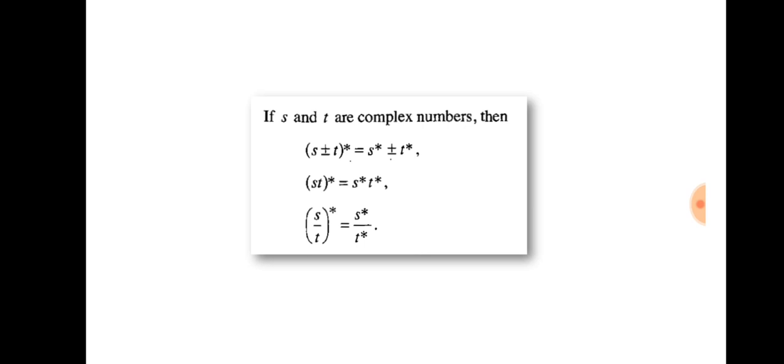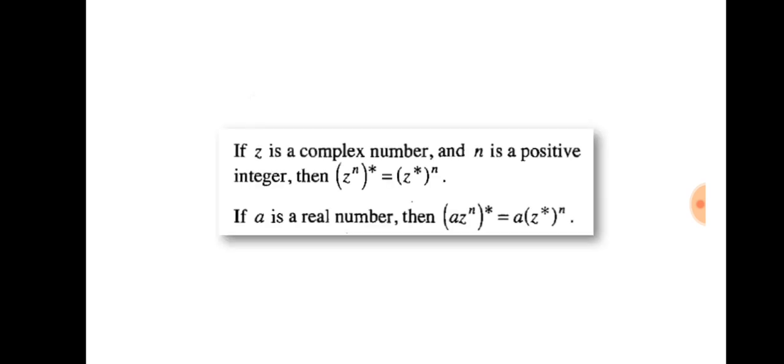If s and t are complex numbers, then s plus or minus t whole star is equal to s star plus or minus t star. st whole star is equal to s star times t star. s over t whole star is equal to s star over t star. If z is a complex number and n is a positive integer, then z to the power of n whole star is equal to z star whole to the power of n. If a is a real number, then a z power n whole star is equal to a times z star to the power of n.